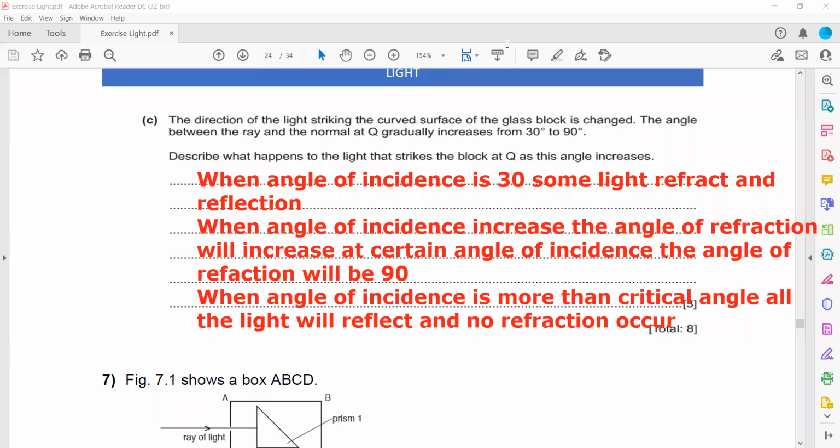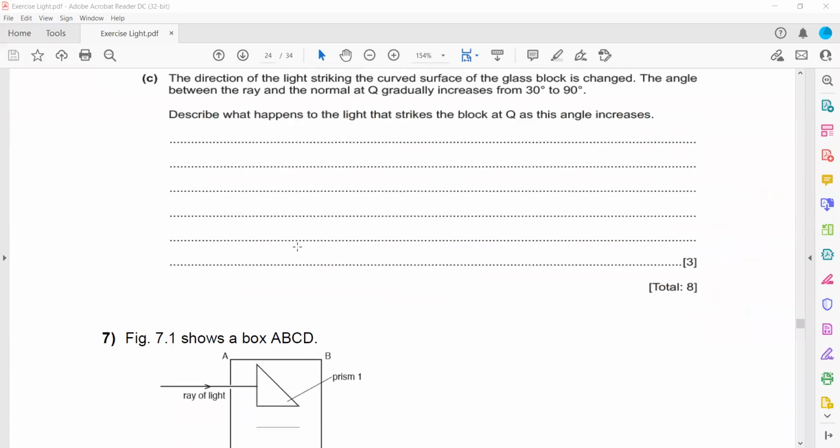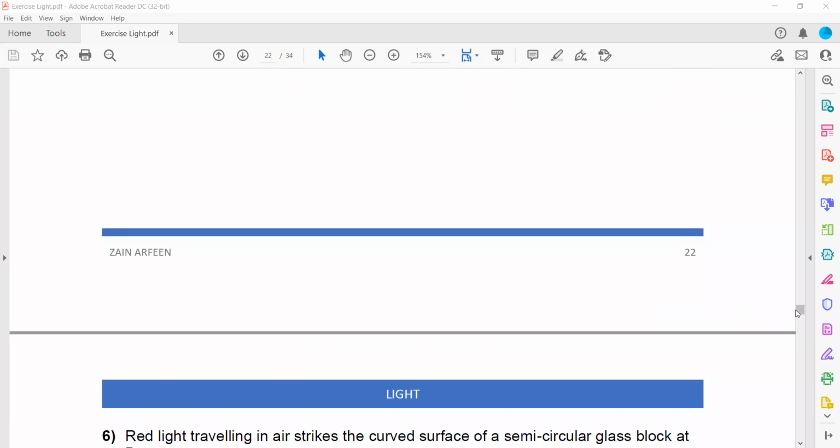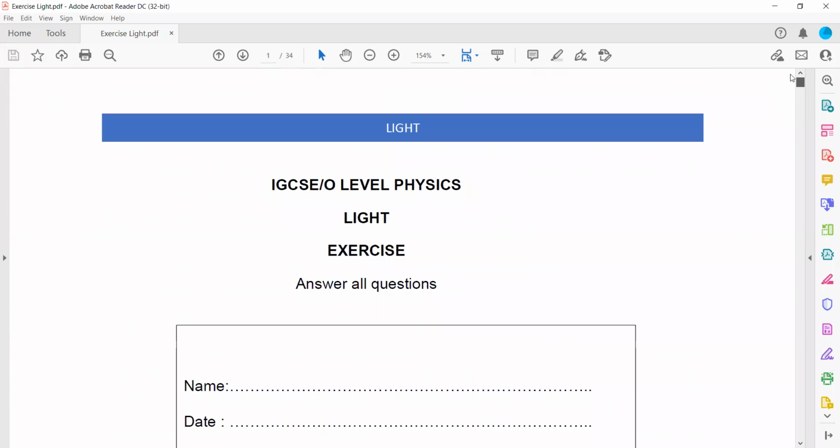So this is the last part for the class. Today we discussed the critical angle, total internal reflection, and we did some questions related to the topic. So I'll end this session and share this with you.